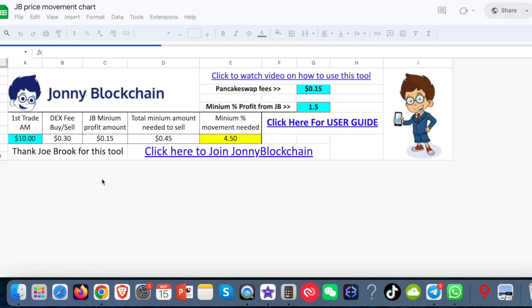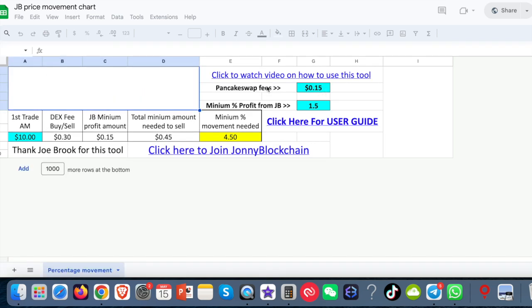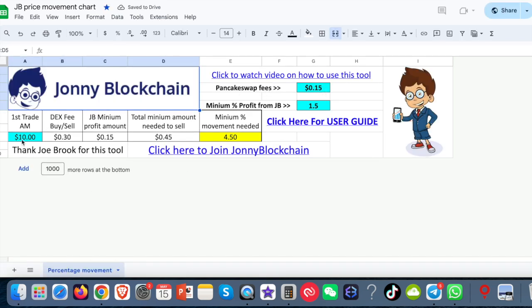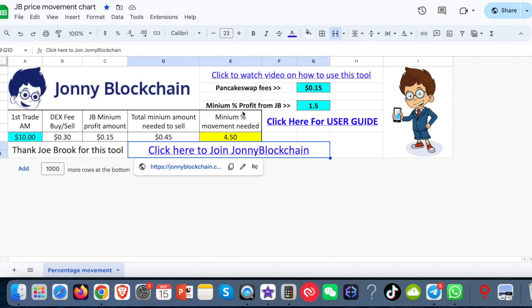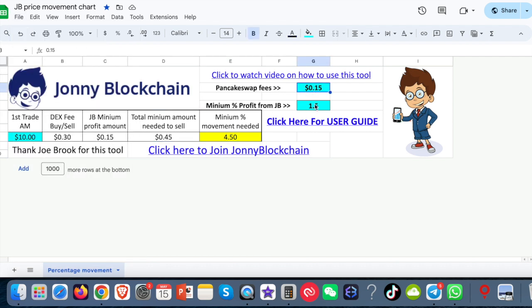You click on that icon there, it gives you this. So let's say you were trading with $20. So to get this, you've got to make a copy of it. You come up to File, make yourself a copy. Now the numbers you can change are what's in blue. Okay, this blue here, this blue here. There's a video here. Click this here. There's a video showing you how to use it.